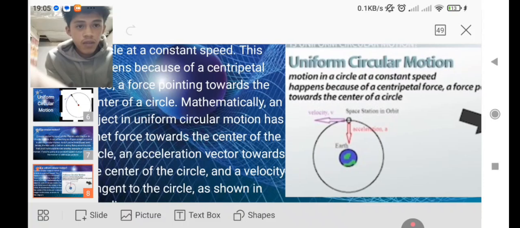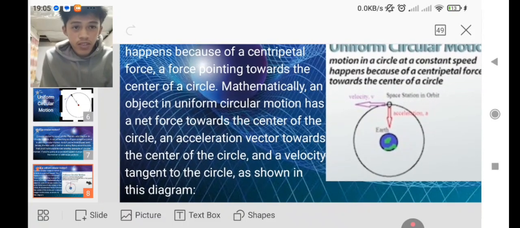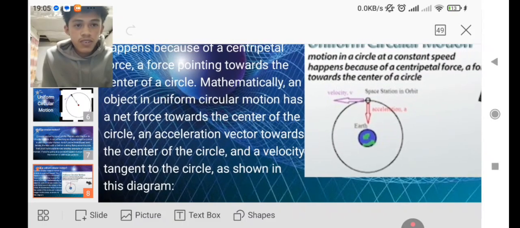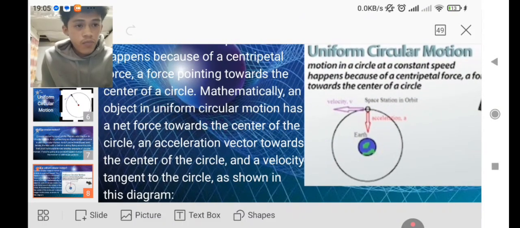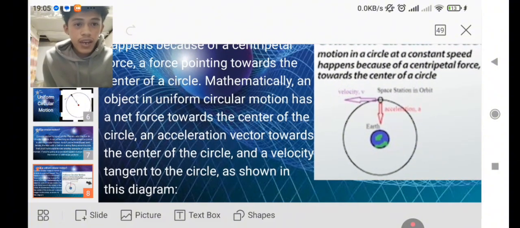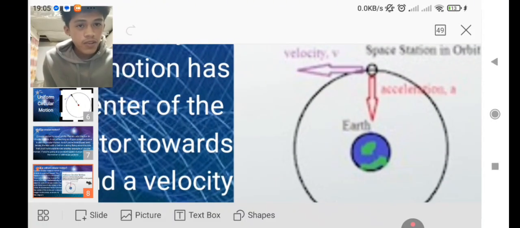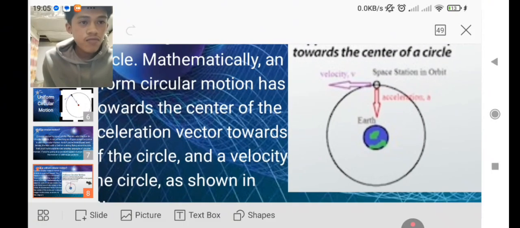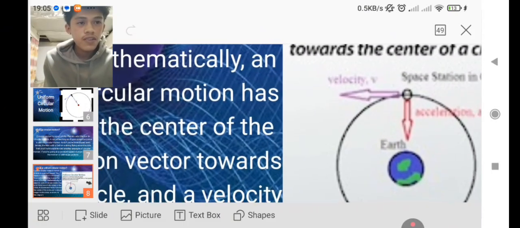So an object in circular motion has a net force toward the center. Then an acceleration vector toward the center of the circle. Then the velocity is tangent to the circle, its direction shown by the pink arrow.